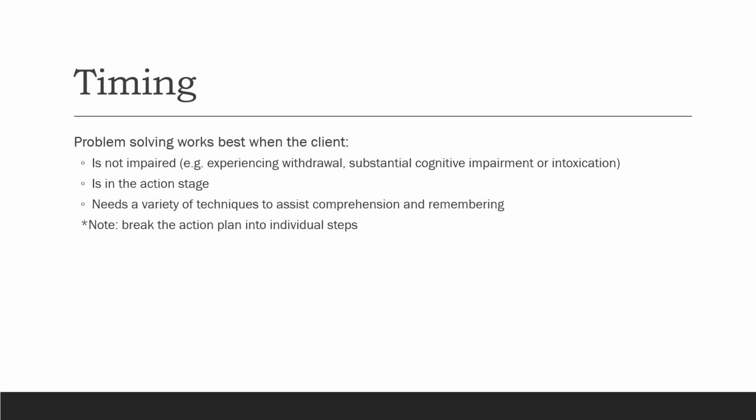Problem solving is going to work best when the client is not impaired, meaning that they're not experiencing withdrawal or substantial cognitive impairment. Otherwise, it's going to be really difficult for that client to concentrate on the discussion. And even if you develop an action plan at the end of the counseling session, they're going to be unlikely to remember it or agree or commit to it if they are impaired.